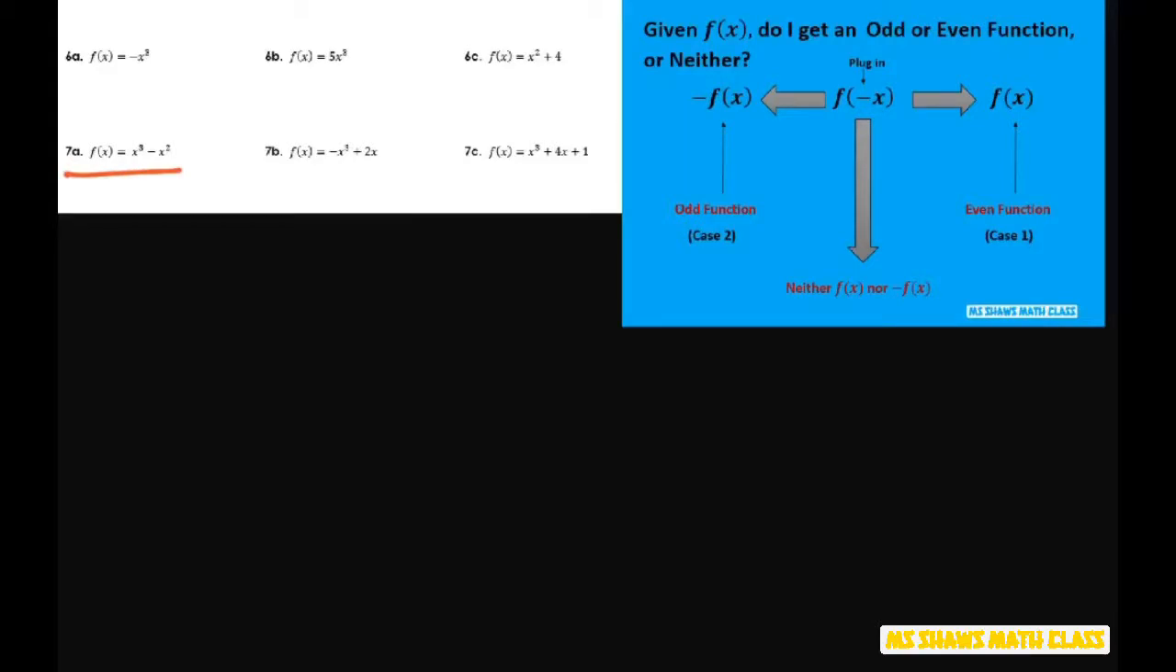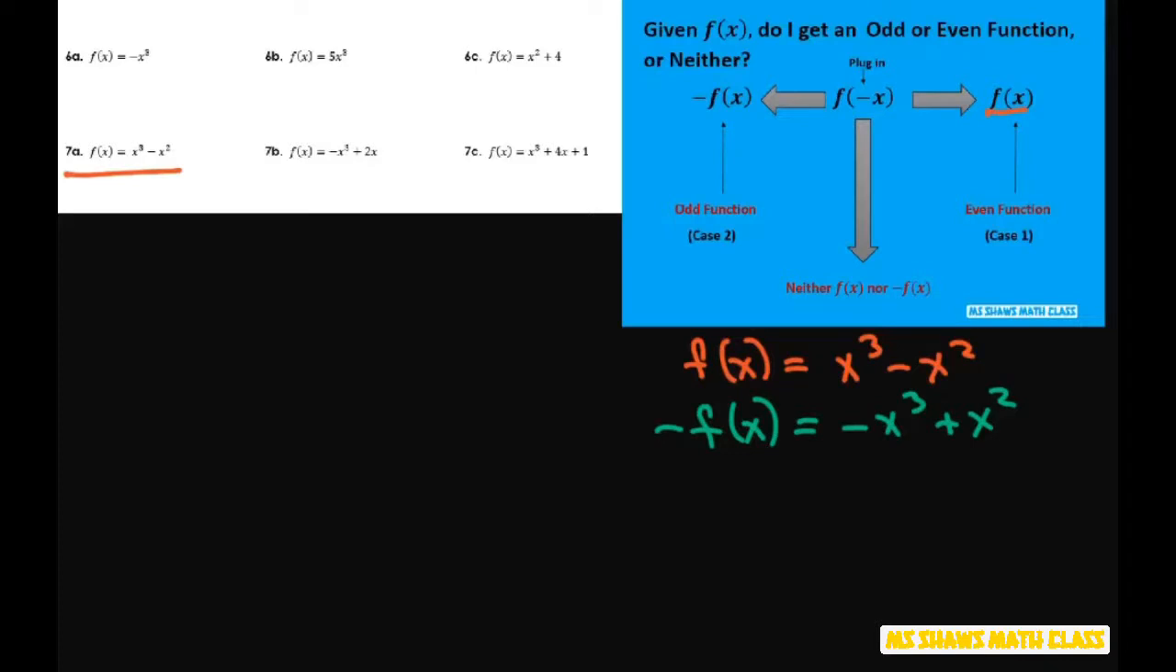All right. If it's even, it's going to be the original function. The even one's always easy because it's just the original. The odd, you got to be careful. If it's odd, make sure you negate each term. So that's going to be negative x cubed plus x squared. Remember, you're negating the whole thing.